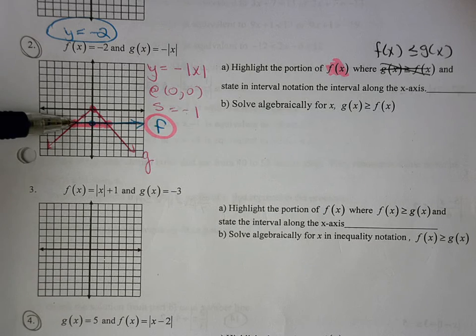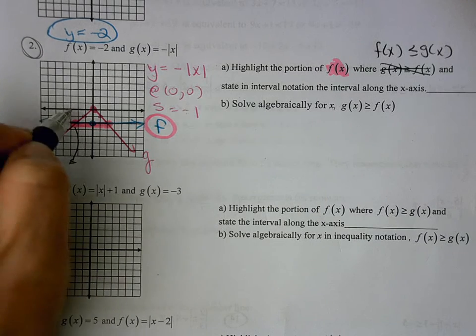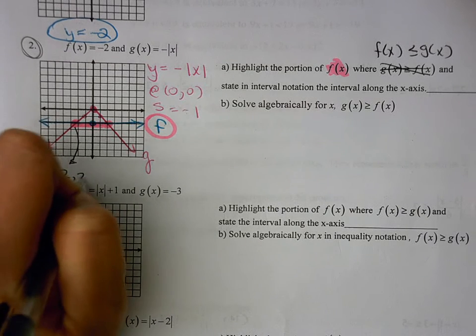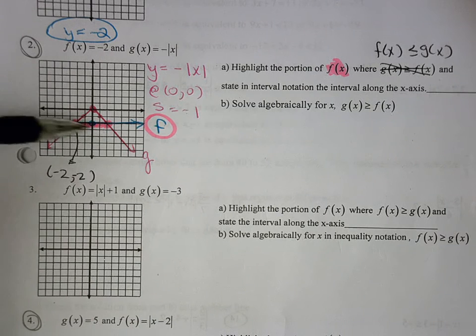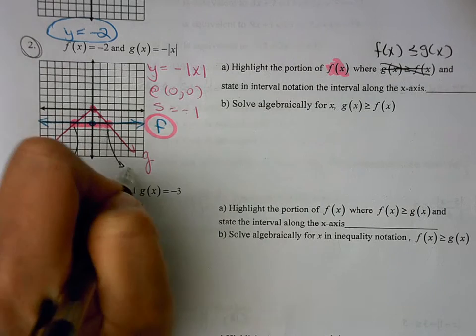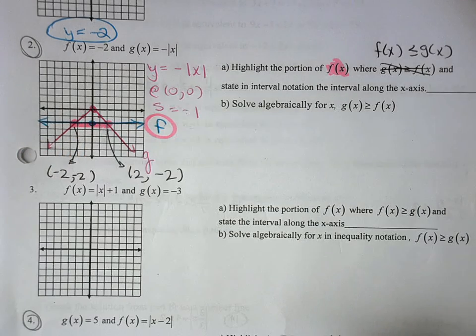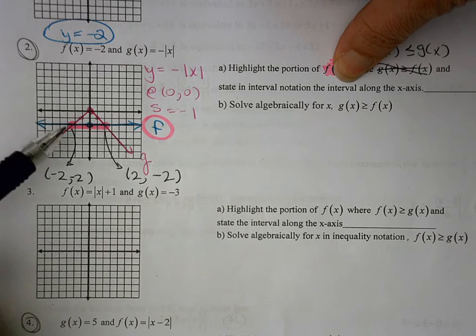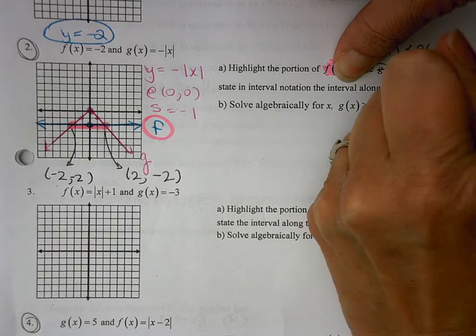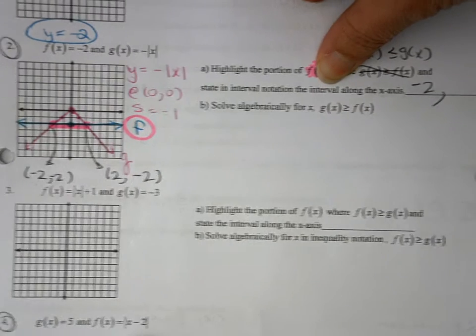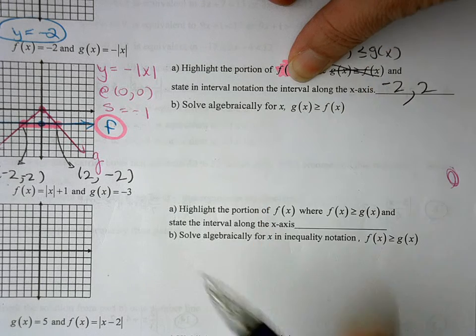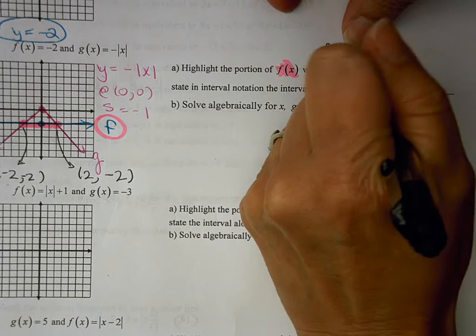So this ordered pair right here, this intersection is at -2, -2. And then this intersection here, I'm counting over 1, 2, and then down 2. So that intersection is at 2, -2. And then whenever I do interval notation, I'm doing beginning x value, ending x value. So my beginning x value is -2, and then my ending x value is 2. And then because of the equality, it will be brackets.